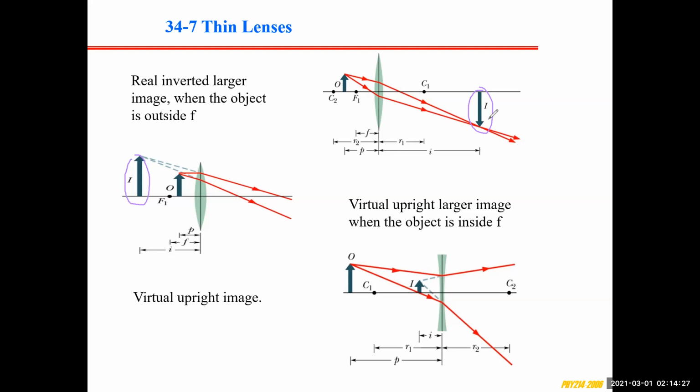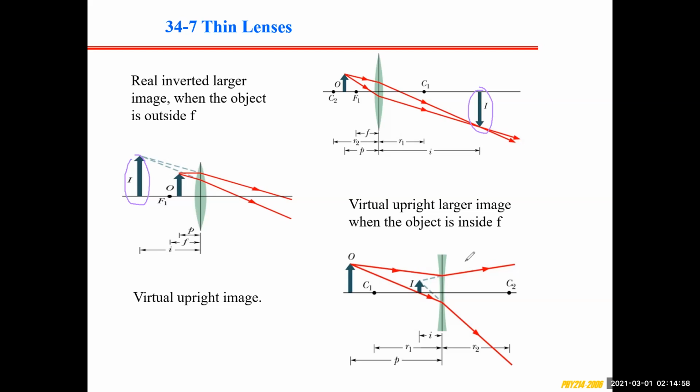So we can see that a real image formed by the lens has to be on the other side of the lens, and this is the virtual image, so it has to be on the same side where the object is. On the other hand, if you recall, for the mirror, a real image has to be on the same side where the object is, because the mirror is reflecting the light ray, so it has to be on the same side where the object is, or in front of the mirror, in order for the light ray to converge.